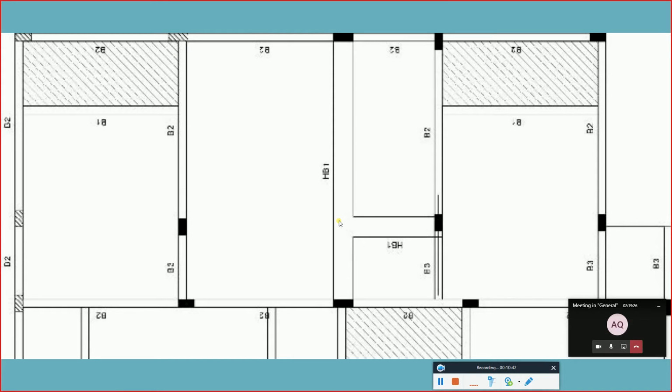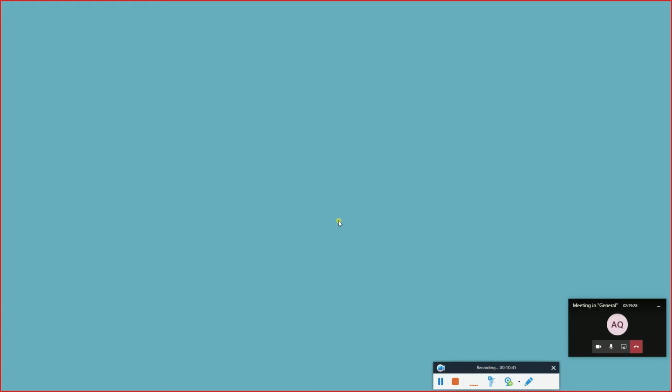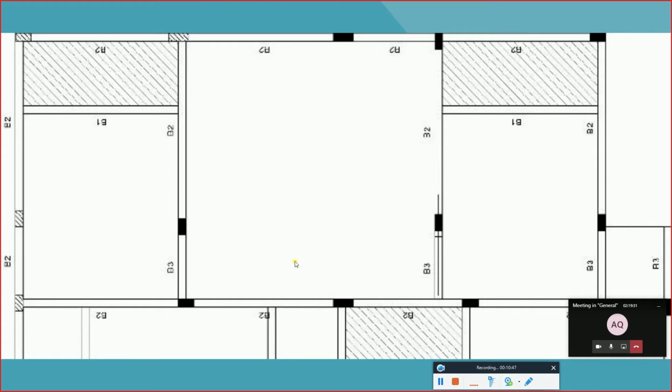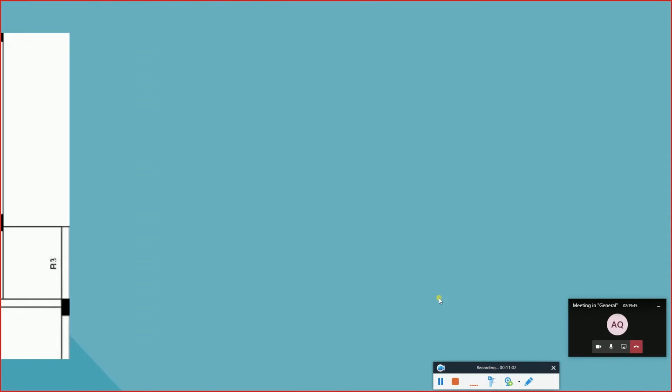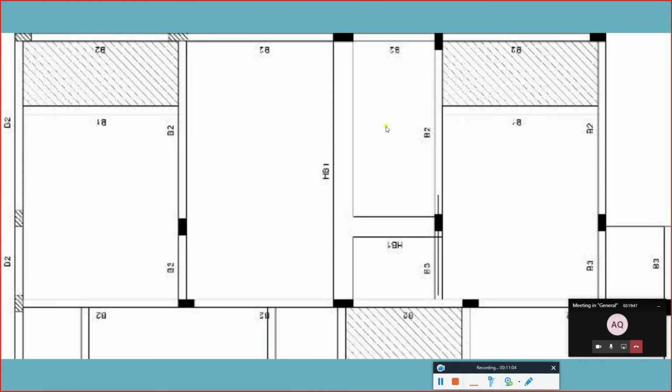Now, if you remember, slabs are supported by beams. They are not supported by columns. It means that this particular slab is supported by this beam, this beam, this beam, and this beam. Now, what has happened after we have our hidden beam? Now we don't have one slab, we have three slabs. So this is slab number one, supported by this beam, this beam, this beam, and the hidden beam here. Slab number two, and then slab number three.